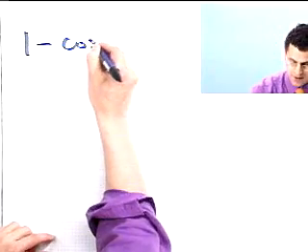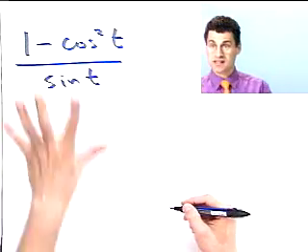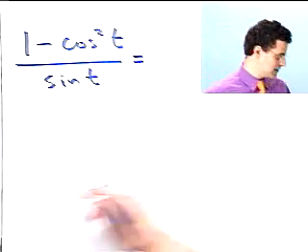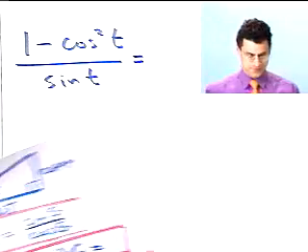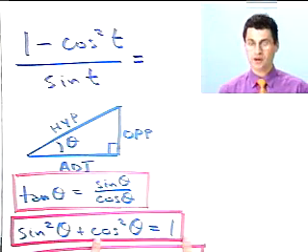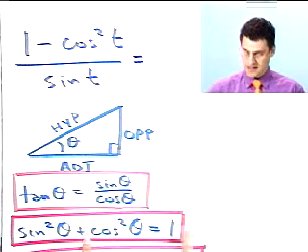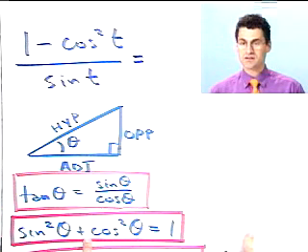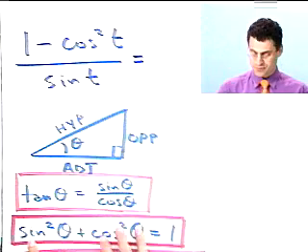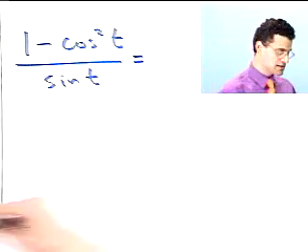1 minus cosine squared t divided by sine t. Let's see if we can make this thing an easier expression. Well, when I see a 1 minus cosine squared t, the thing I think about is this identity right here. Let me show it to you. It's sine squared theta plus cosine squared theta equals 1. In fact, notice that if I take this cosine squared theta and bring it to the other side, I'll have a 1 minus cosine squared theta. So I see that 1 minus cosine squared theta is the same thing as sine squared theta. It's just this formula, this part, brought to the other side. Whoop. So this thing is just sine squared theta, or in our case, sine squared t.